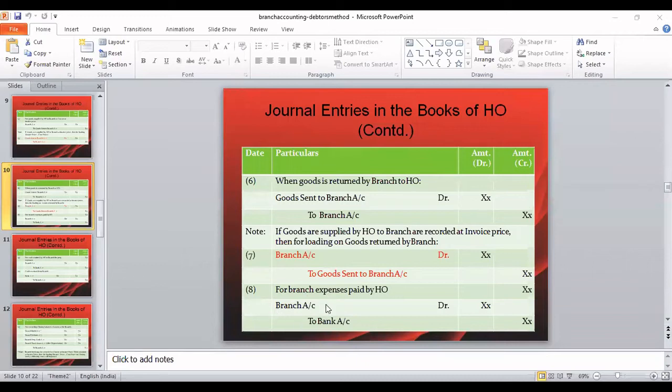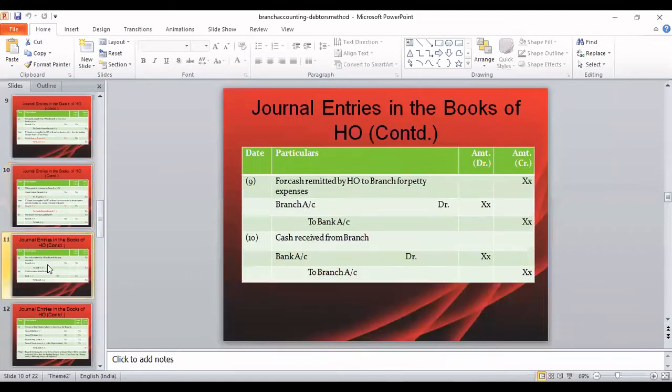So your entry will be branch account debit to bank account, because money is going from the head office pocket, na? The money is going from head office account, so that's why we have to credit the bank account of head office. Clear? Okay. So these entries are clear, everyone. Should we move to the next entry, beta? Okay, fine.